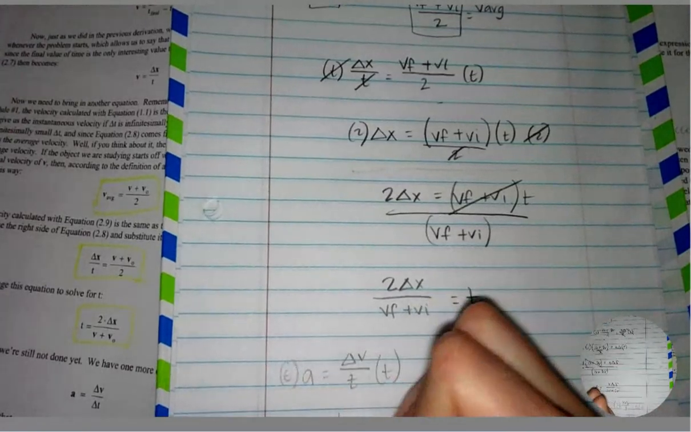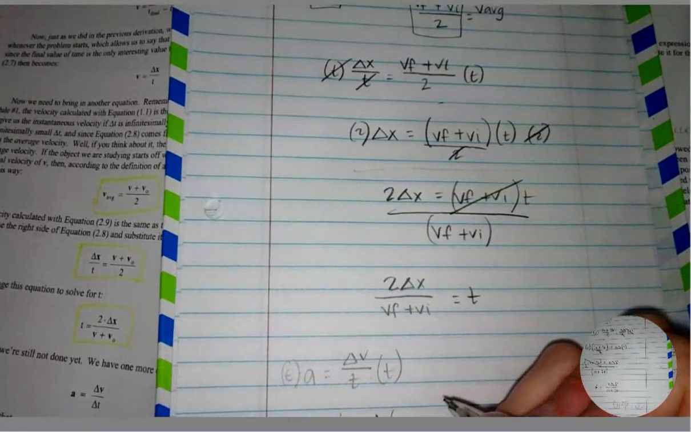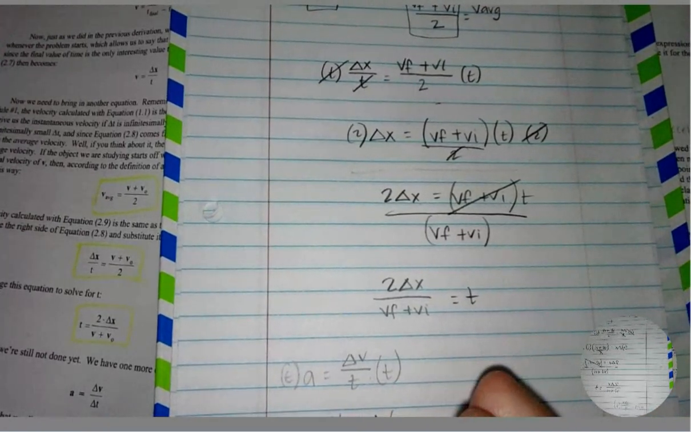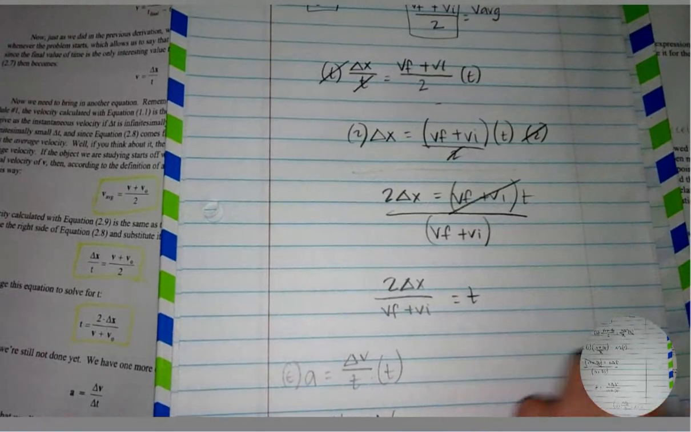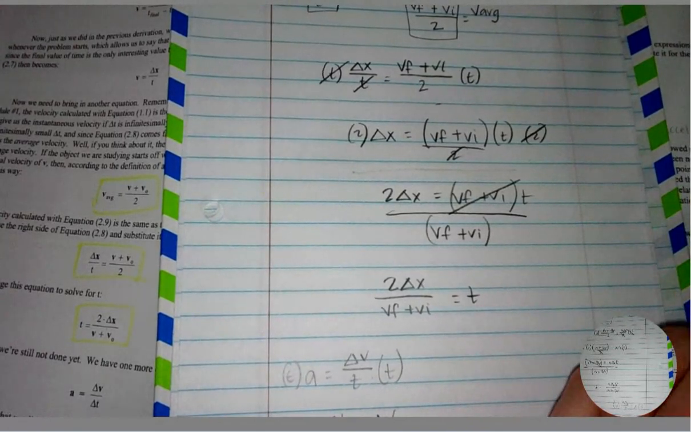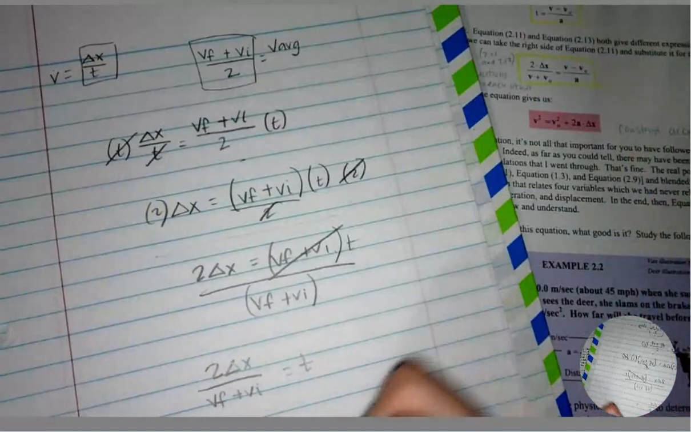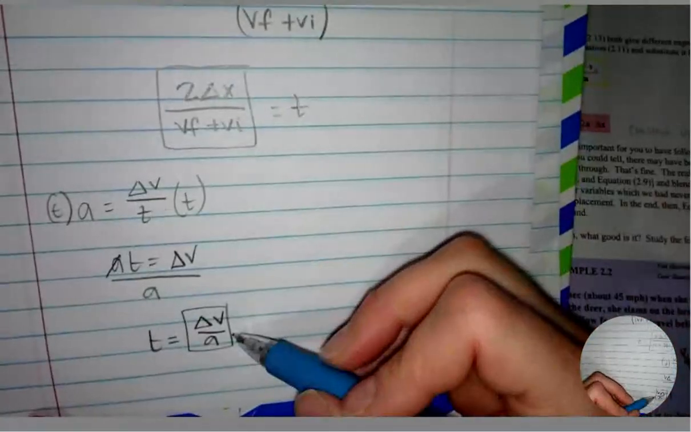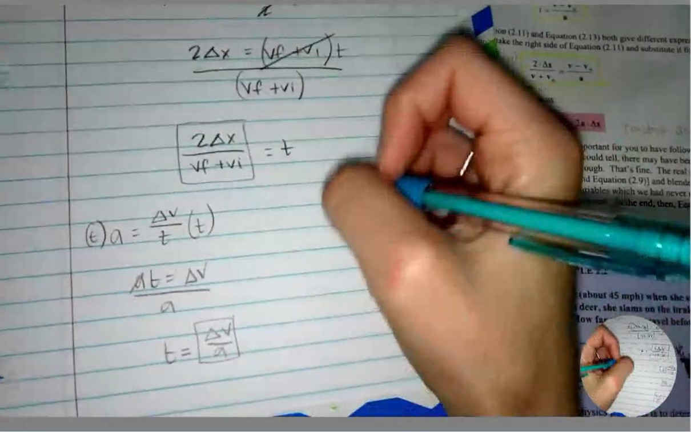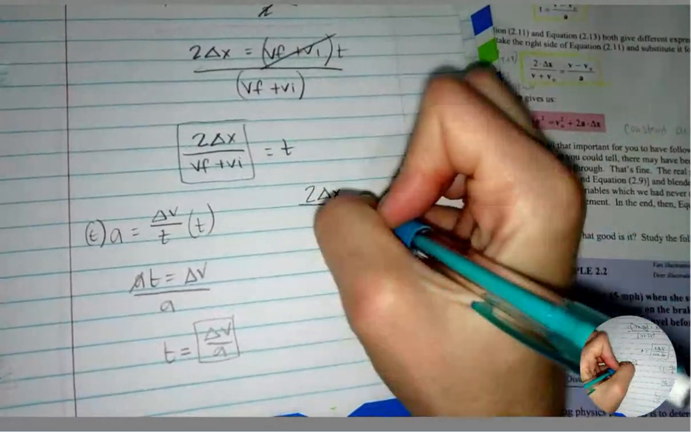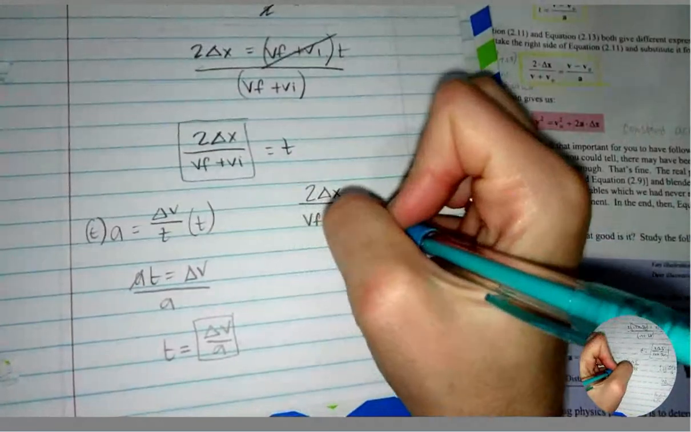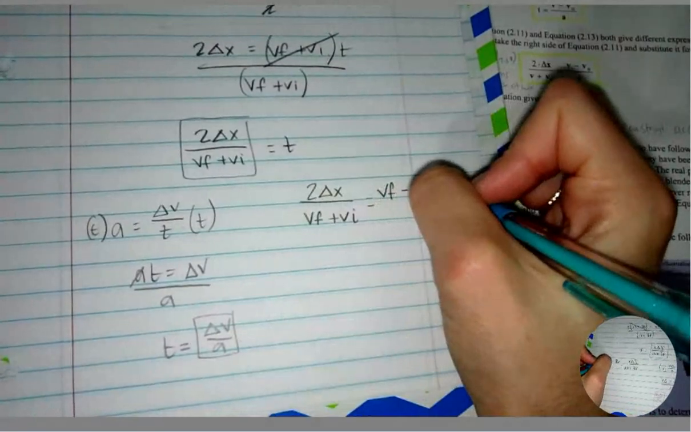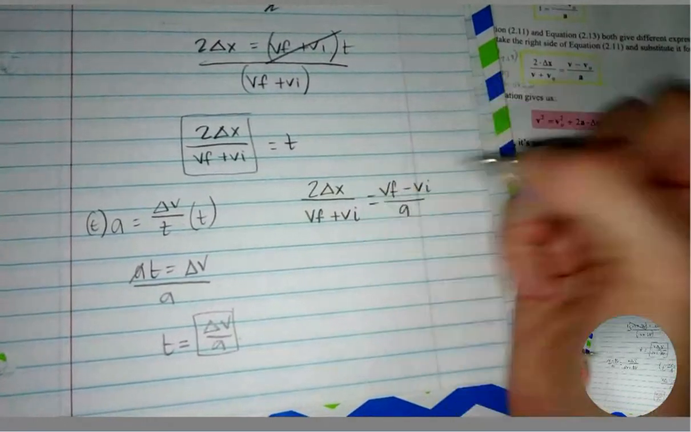So we have at is equal to delta v. We find that t is equal to delta v over a. That's fascinating. What happens if we take this and set it equal to that? So now we'll have 2 delta x divided by vf plus vi is equal to, let's break that down, vf minus vi over a. Oh man, that's so cool.